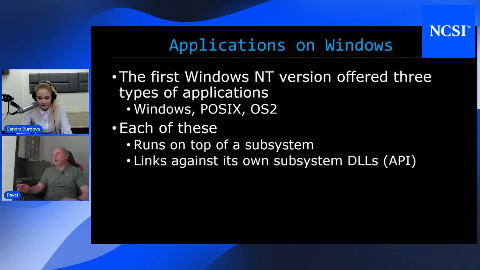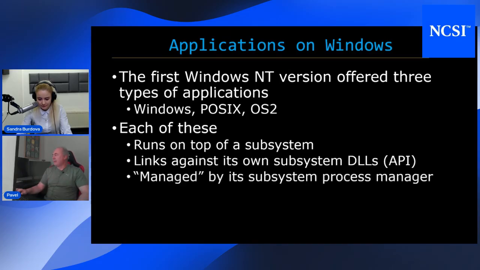And the basic idea was that they had their own DLLs, their own implementation of the API, but they all called the common API, which is the native API, which I really want to talk about in this session. And every subsystem also had a process that managed all the other processes of that subsystem in certain ways that make it more appropriate for the behavior expected by processes in that subsystem.